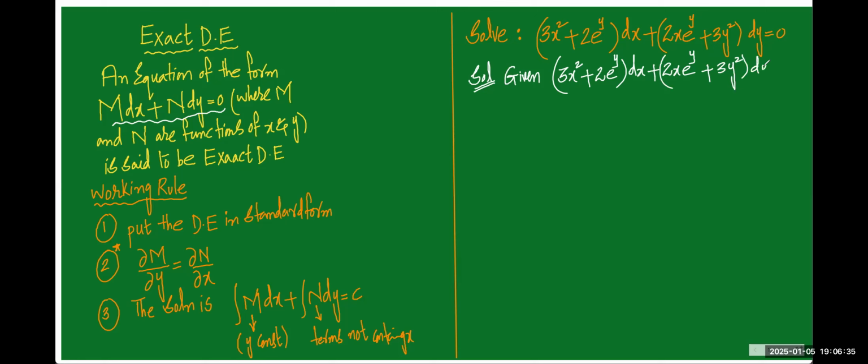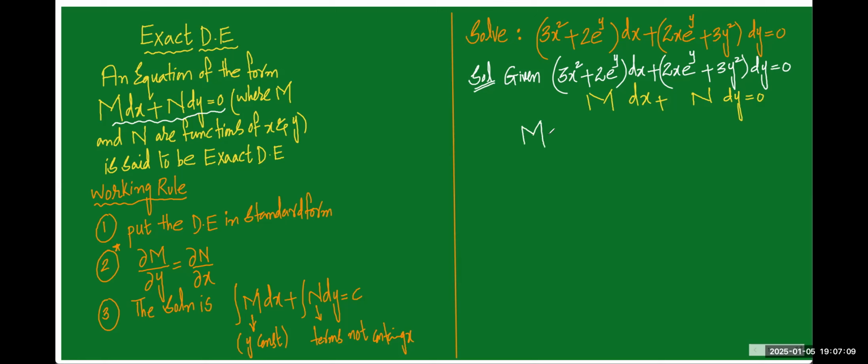Now if you see our question, which form is it of? It is of the form M dx + N dy equals 0. As I said, our M and N should be functions of x and y. So that condition must also be satisfied. M is in terms of x and y, N is also in terms of x and y. So now we have to compare this and write down the values of M.